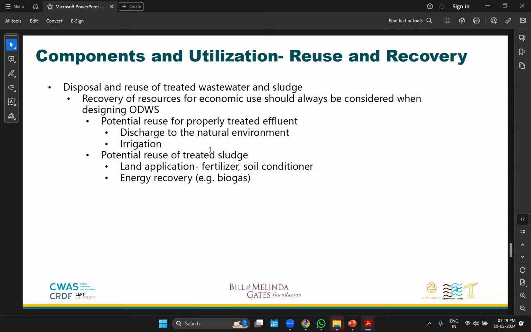In terms of reuse and recovery, we're looking at recovery of resources for an economic use, which is also included in some of the other performance standards being designed. It's always necessary to consider this when designing the on-site domestic wastewater system. The potential reuse for properly treated effluent includes discharge to the natural environment and irrigation. Treated sludge has the potential to be used in a land application process, fertilizer, or soil conditioner, and then there's energy recovery through biogas. Next slide, please. Next slide.